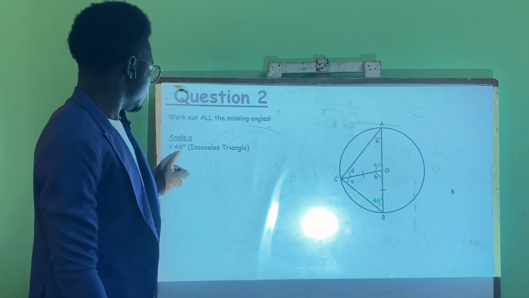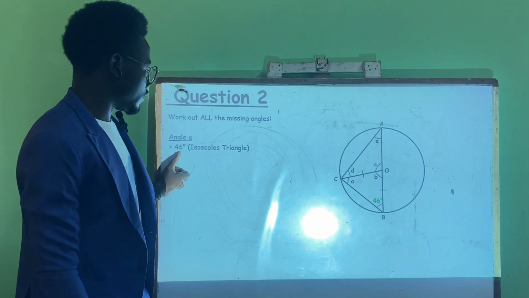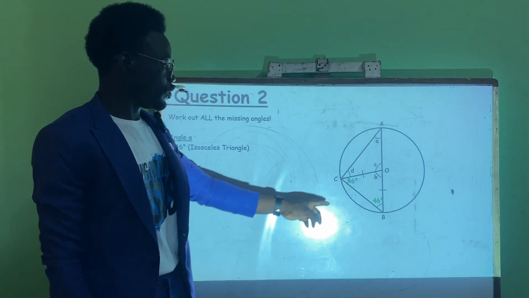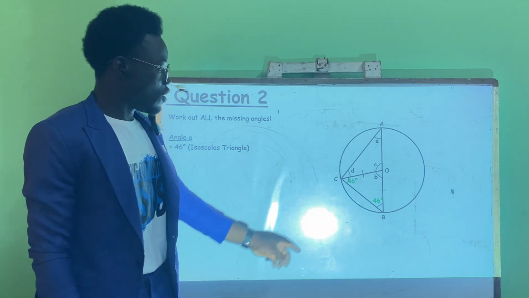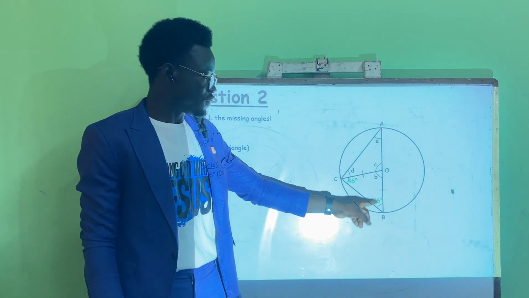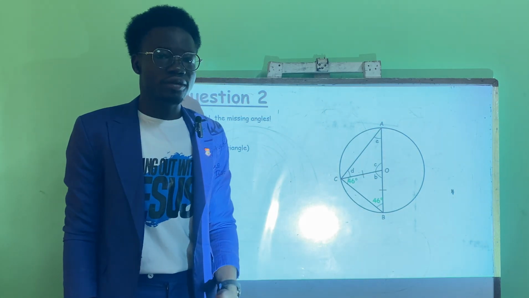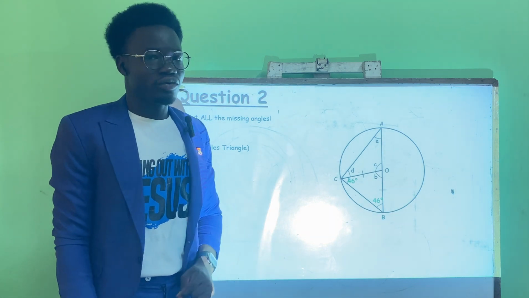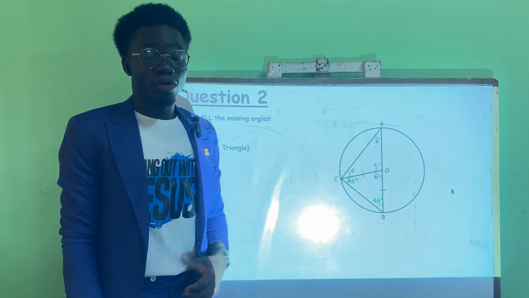That's saying that A is 46 degrees, taken from the isosceles triangle property. So A here is 46. Now we know it's 46, we can find B using angles in the triangle. Angles in the triangle sum up to 180 degrees. From the previous example, we have looked at that.